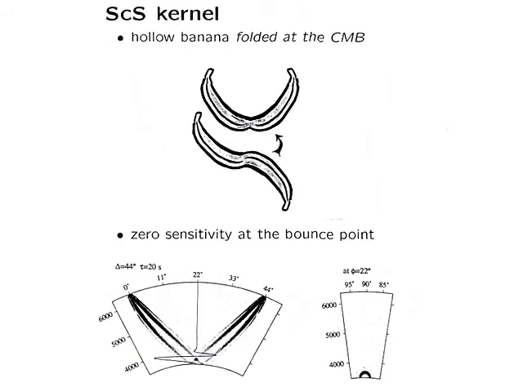This SCS kernel looks like a folded banana. So you take a kind of funny banana like that and you fold it up on itself. And before you fold it, it's hollow because there's no sensitivity along the ray, and so it's still hollow after you fold it. And so right down here on the core-mantle boundary, there's zero sensitivity at the bounce point.